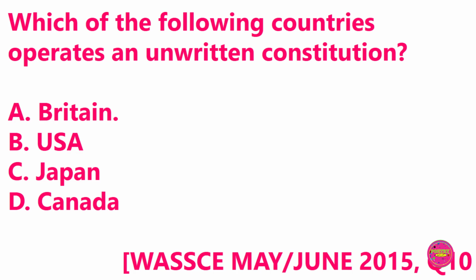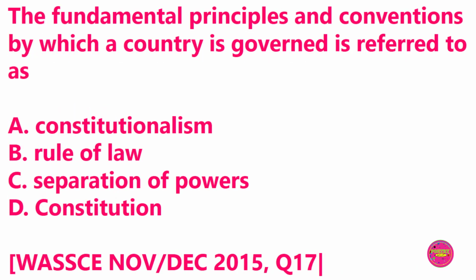Which of the following countries operates an unwritten constitution? A. Britain. B. USA. C. Japan. D. Canada. The correct answer to this question is A. Britain.